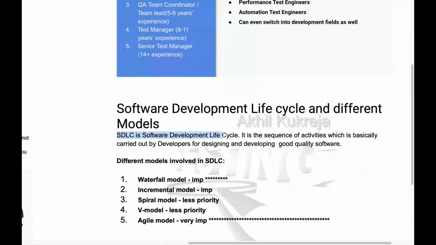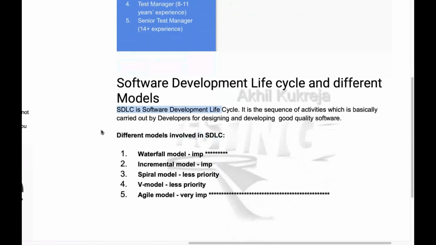It is a sequence of activities which are carried out by developers for designing a good quality software. So to develop a good quality software, you need SDLC, which primarily acts as a sequence of activities, one after another. Now there are different models involved in SDLC. One is the waterfall model, second is incremental, then you have spiral, V model, agile.